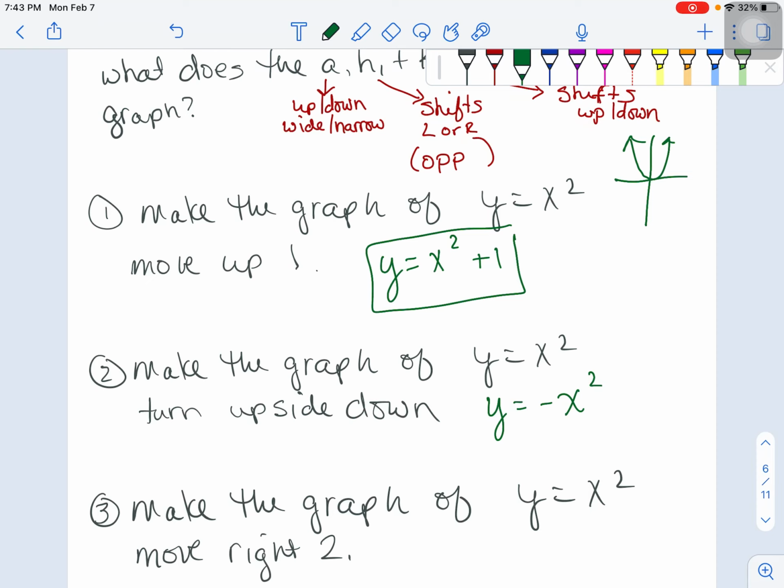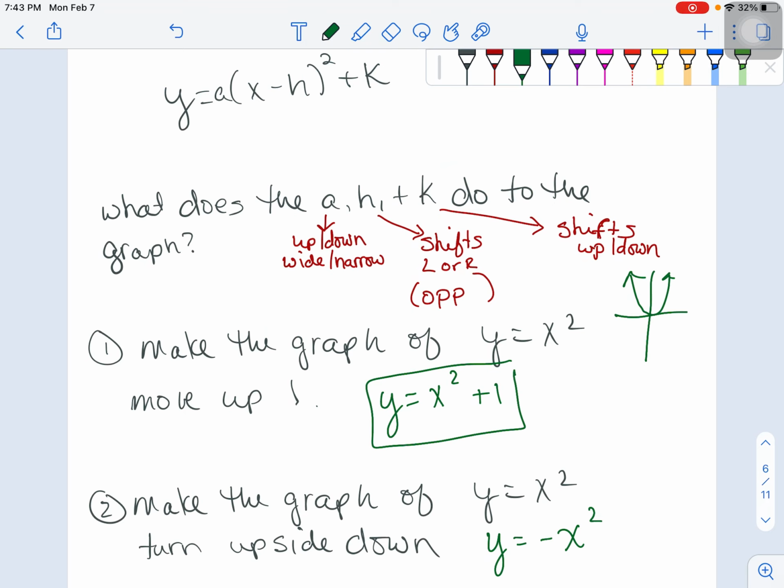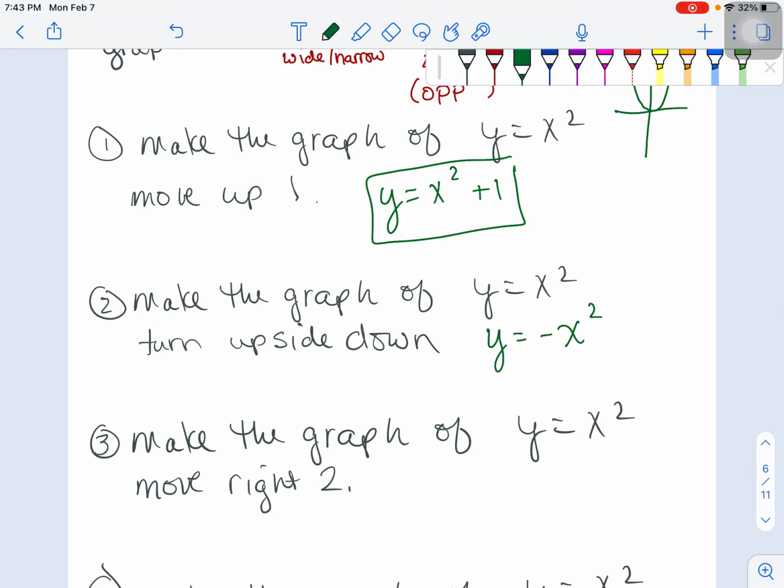Here's an interesting one. What if I wanted to make the graph move right 2? Well, right or left is that h inside of the parentheses, but it's opposite of what you want. So if I want it right 2, I would have to say (x - 2) squared.